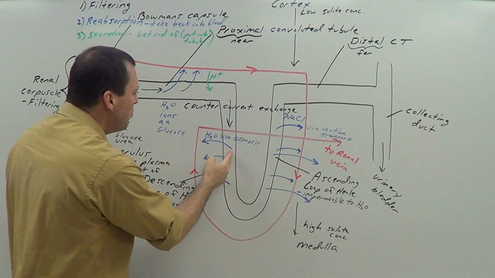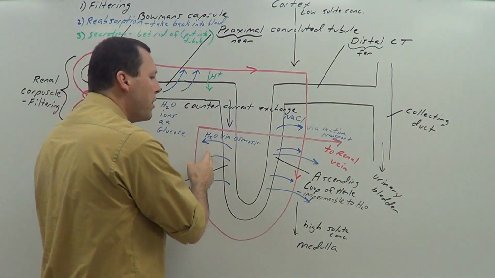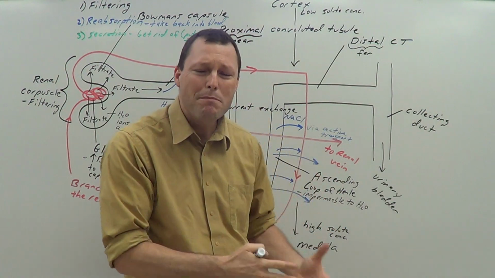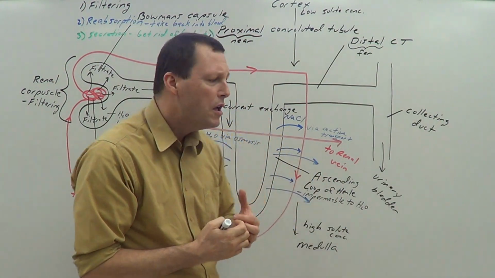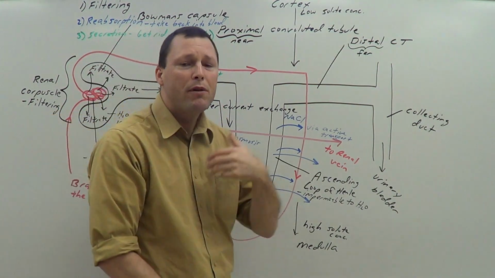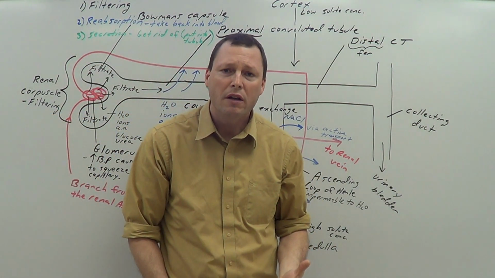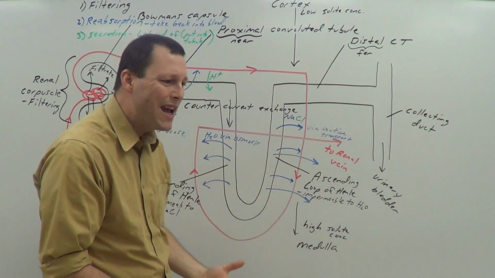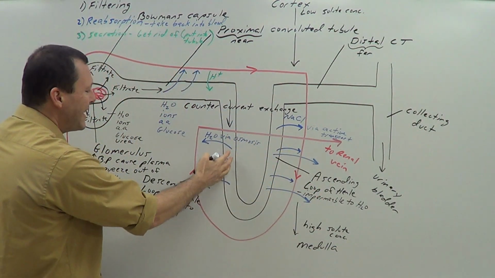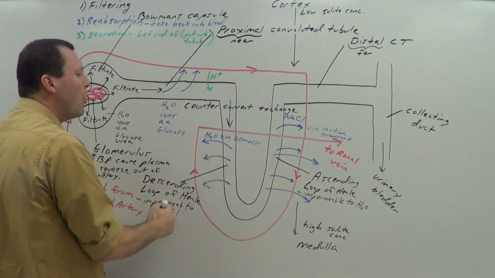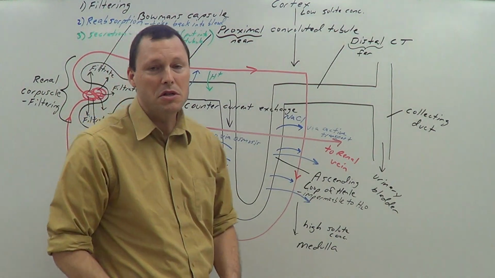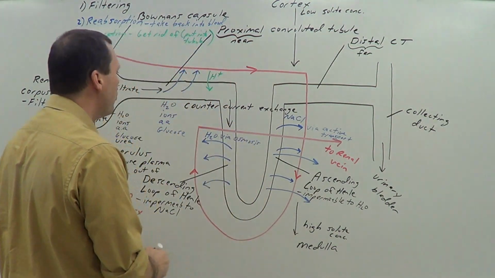If we had the salt moving out and the water moving out with it, we would come to equilibrium very quickly, and we would have a limited ability to reabsorb water. But when we've got things going in opposite directions, that prevents equilibrium from occurring and allows diffusion to take place to a much greater degree. So we're going to reabsorb a lot more water using this process than we would if we did not use this process. So that's going to be extremely important.